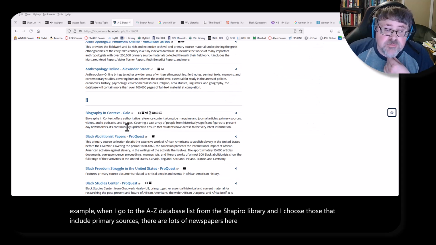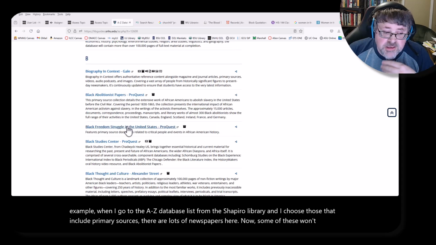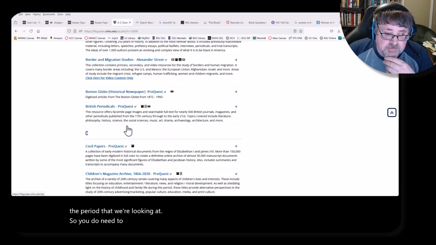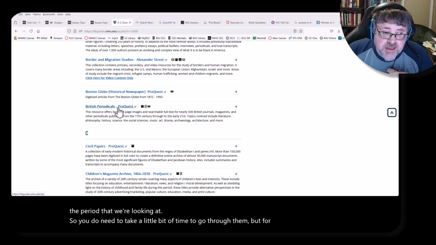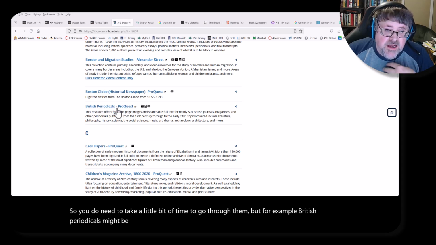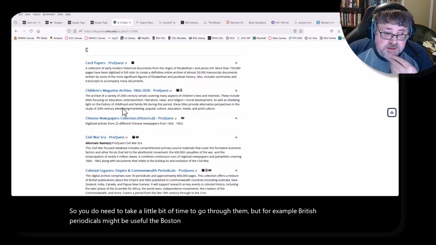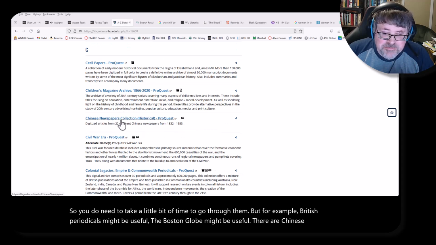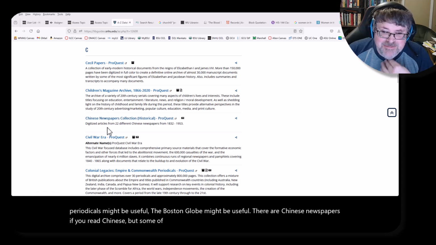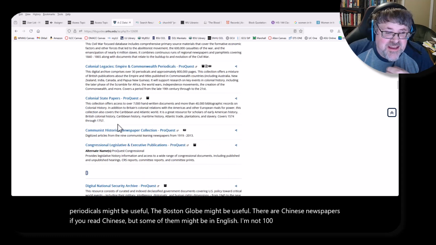Now, some of these won't cover the period that we're looking at, so you do need to take a little bit of time to go through them. But for example, British periodicals might be useful. The Boston Globe might be useful. There are Chinese newspapers if you read Chinese, but some of them might be in English. I'm not 100% sure. I haven't looked too much at those.